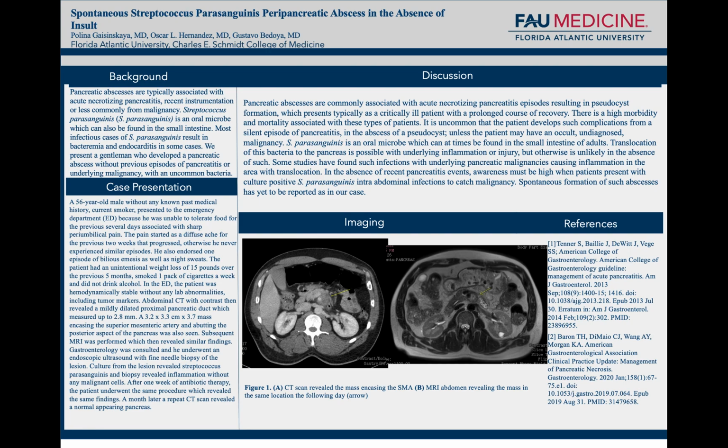He also had an episode of bilious emesis and night sweats. The patient had an unintentional weight loss as well, 15 pounds over the previous 5 months. He smoked a pack of cigarettes a week and didn't drink any alcohol. On presentation, he was hemodynamically stable. His labs did not have any abnormalities, including tumor markers.